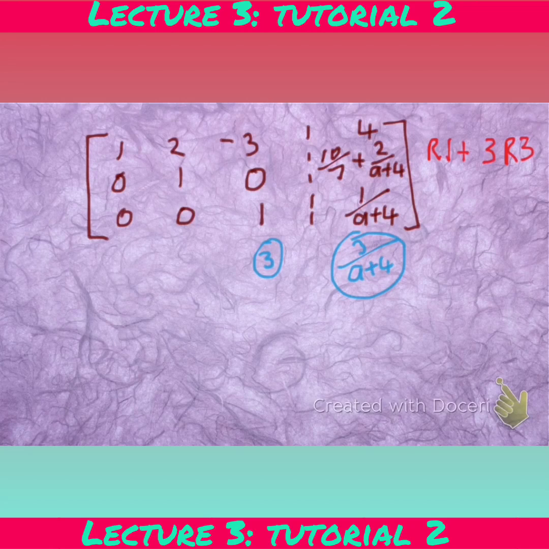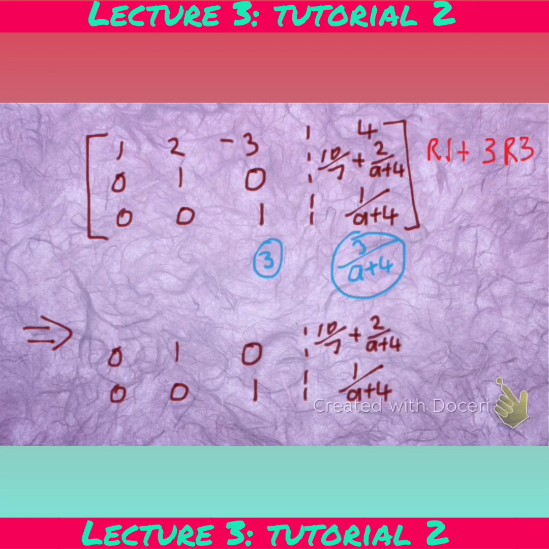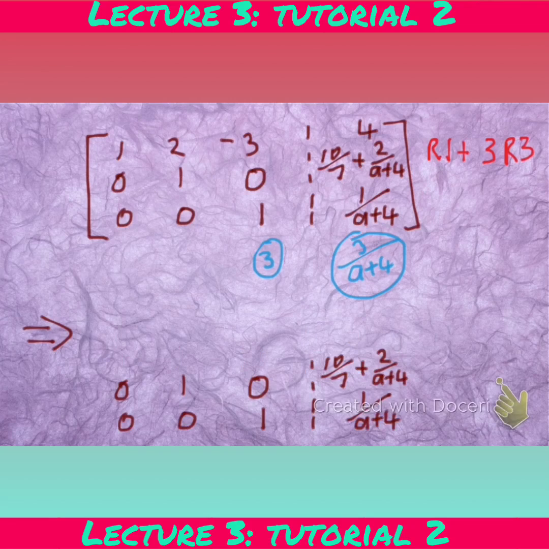Multiplying the last row with 3, I get 3 and 3 over a plus 4. And then adding that to the first row, we get a new matrix. The last row is going to stay the same. The second row of the matrix is going to stay the same, and it's only the first row that's going to change.